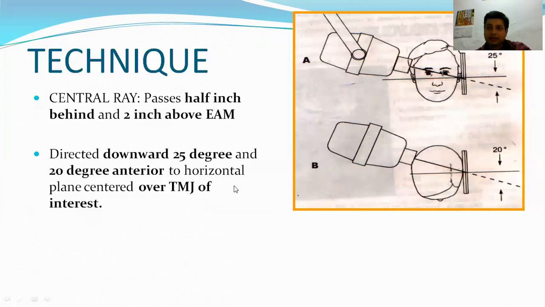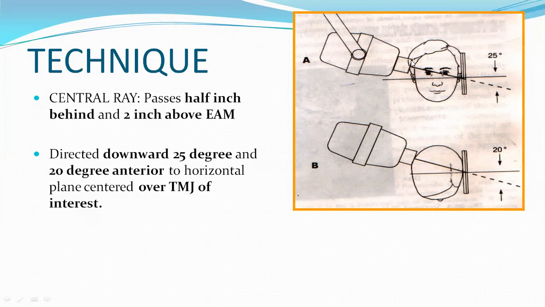Technique, the central ray. It's very important where the central ray will pass. You have to keep the aiming cylinder half inch behind and 2 inches above the external auditory meatus, and it should be directed 25 degrees downward, and 20 degrees anteriorly to the horizontal plane. And be careful, the ray should be centered over the TMJ of interest.